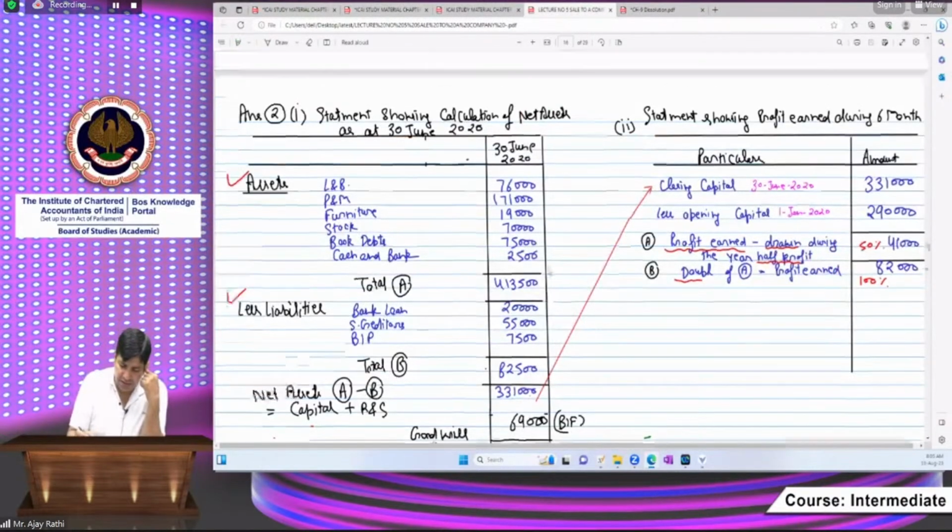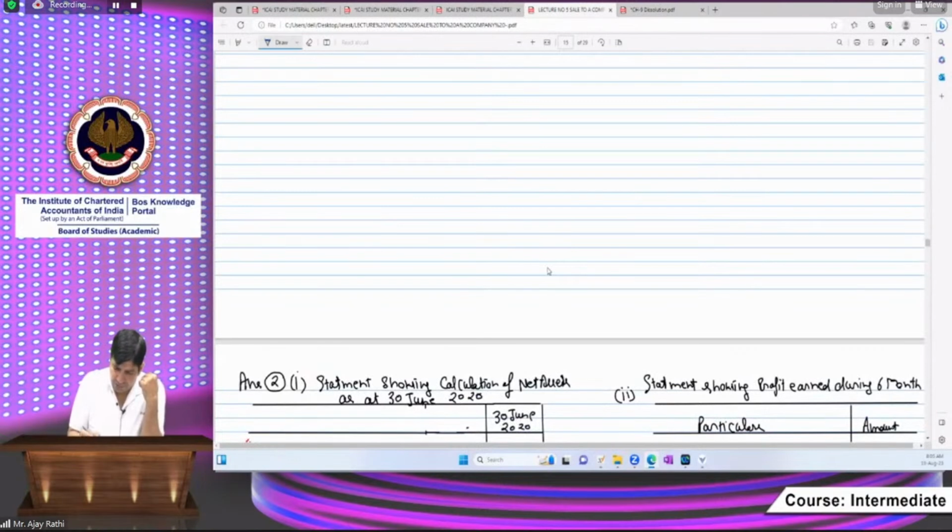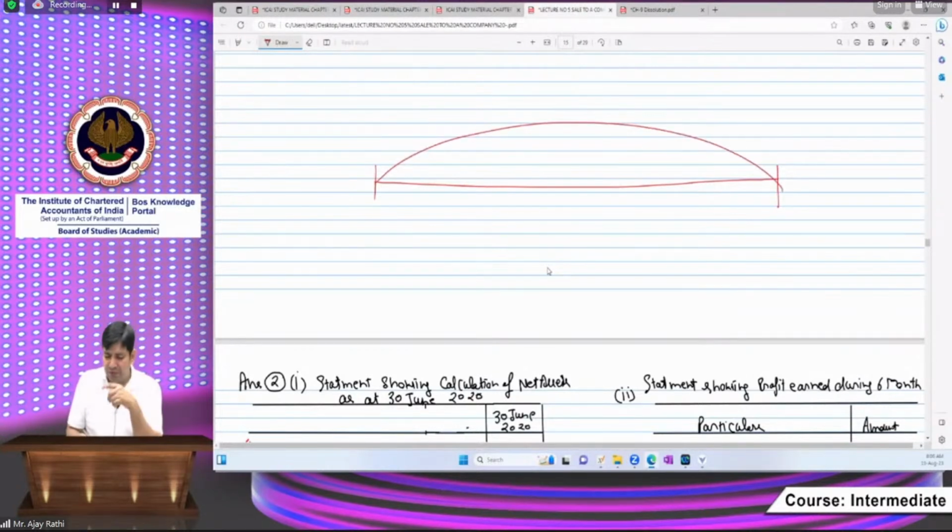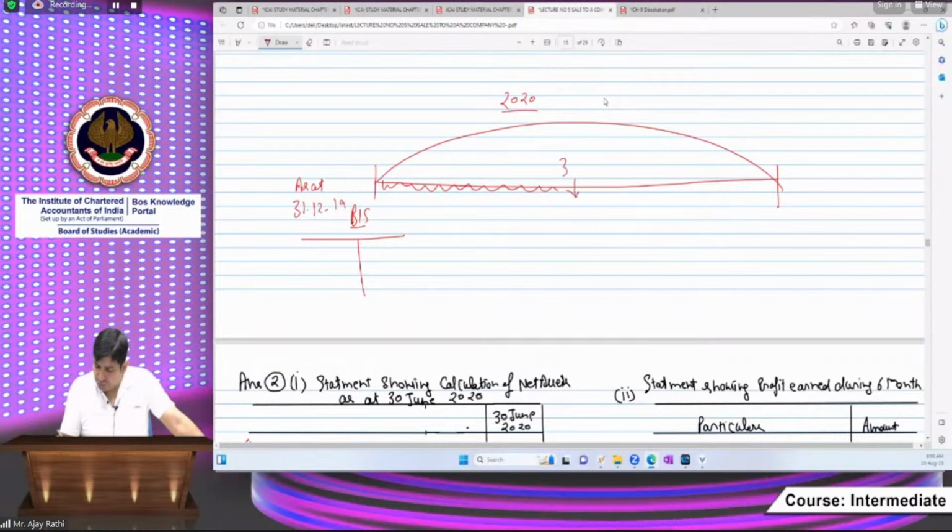See, the balance sheet has been given for this date. This is year number 2020. Balance sheet given as at 31st December 2019. But what is the question saying? That business was carried on till 30th June 2020. First, understand the question properly.